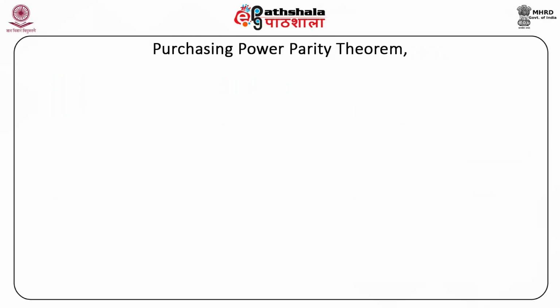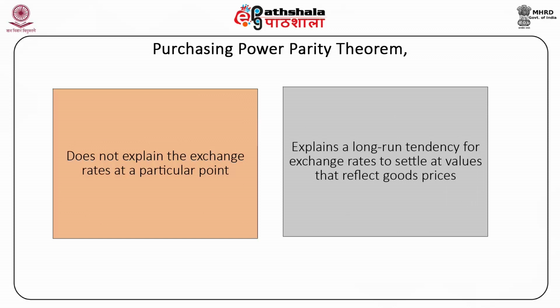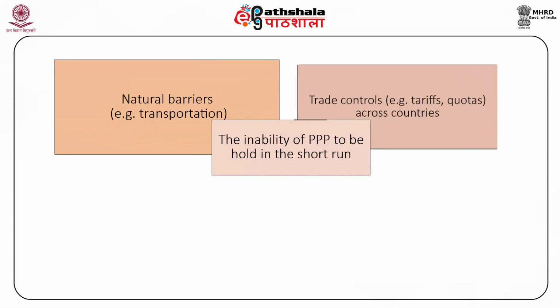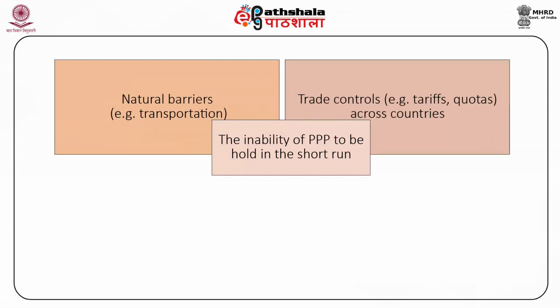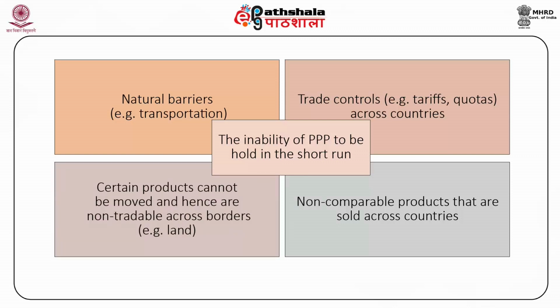The purchasing power parity theory does not explain the exchange rates at a particular point or period of time, but explains a long-run tendency for exchange rates to settle at values that reflect goods prices. The inability of purchasing power parity to hold in the short run could be explained by the existence of restrictions such as natural barriers, for example transportation, or trade controls, for example tariffs and quotas, across countries, and non-comparable products that are sold across countries. Further, certain products cannot be moved and hence are non-tradable across borders, for example land. It is not possible to equalize their prices internationally.